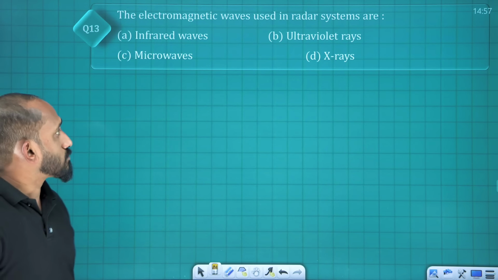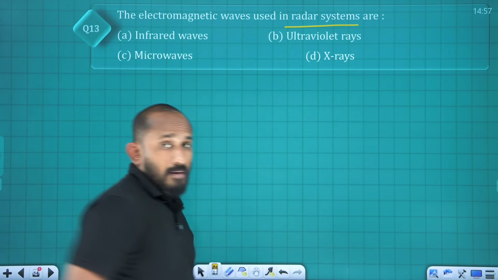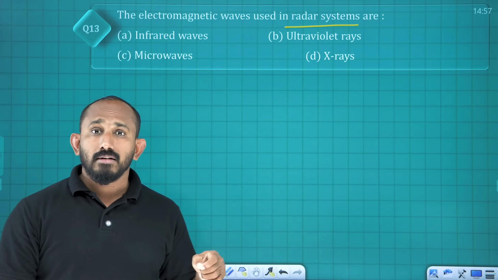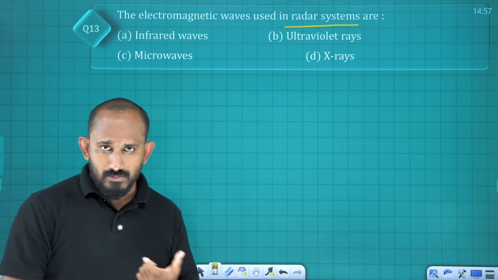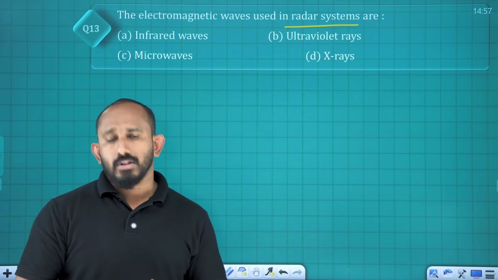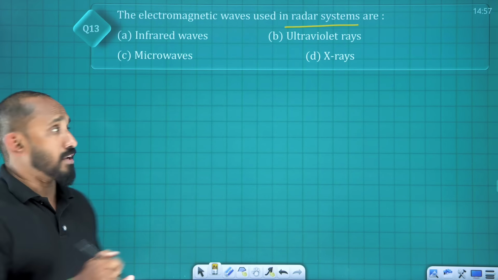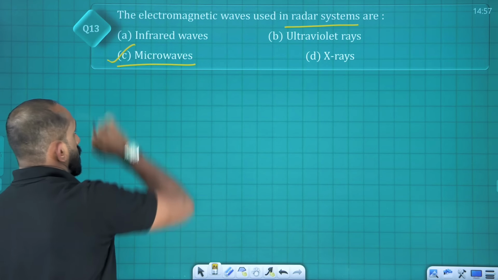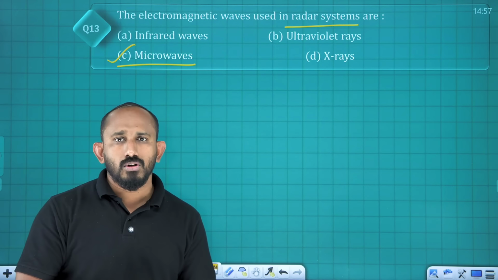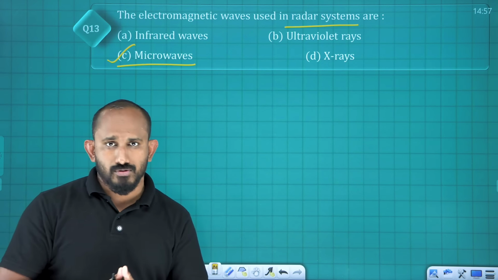The electromagnetic waves used in radar system is, you know, radar. Radar is radio detection and ranging. Speed cameras or aircraft controls use this radar. In radar, we make use of microwaves. Microwaves we use for cooking also, in microwave ovens, and microwaves can also be used in radars. These are two uses of microwaves.